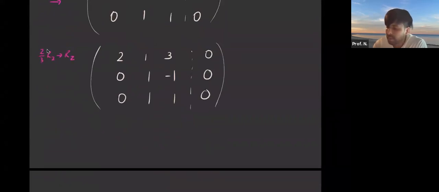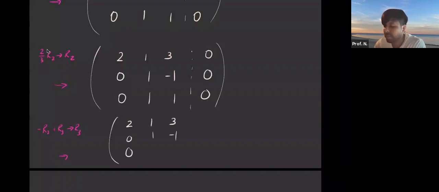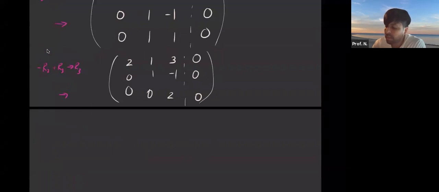And then the last thing is I want to get rid of this 0 here. So this becomes negative R2 plus R3, and we put it into R3. Then I get 2, 0, 0, 1, 3, 1, negative 1. Negative 1 plus 1 is 0, negative, negative 1, which becomes 2. But wait a minute. I want to make the diagonal entries all 1. This is already a 1. Check. This is not a 1 yet. This is not a 1 yet.